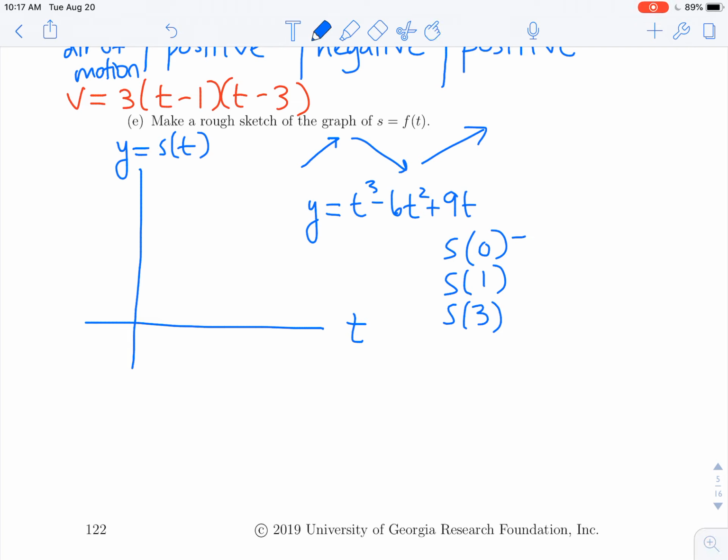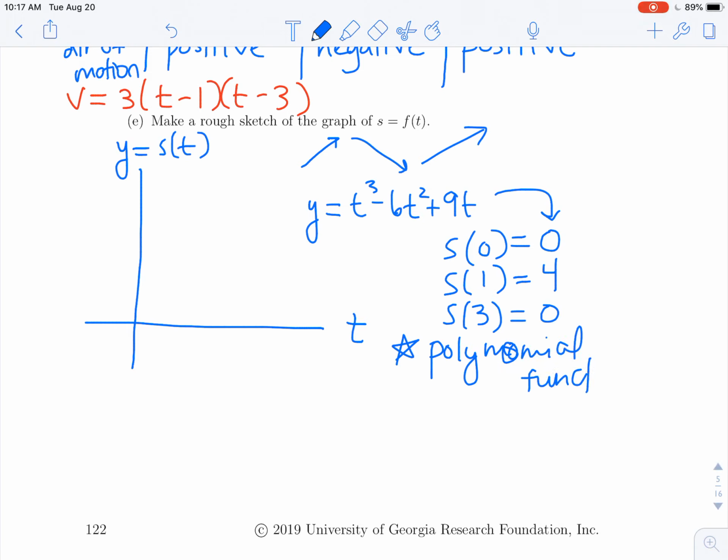The position at time 0, when you plug in 0 into t cubed minus 6t squared plus 9t, you get 0. And the position at 1 is 4, and the position at 3 is 0. And we have a polynomial function, and so that means that we really know a whole lot about how those work in general. Polynomial function. Sometimes spelling is hard. So we know that we're starting here, and then we need our position values to go up to 4. So I'll just decide that that's 4.